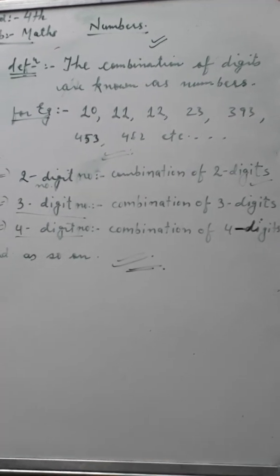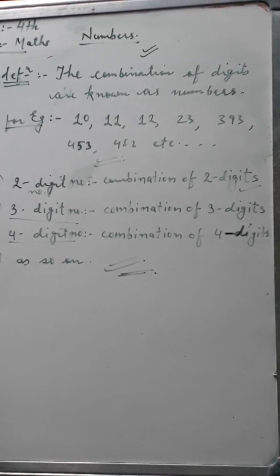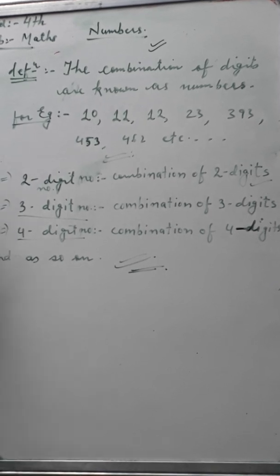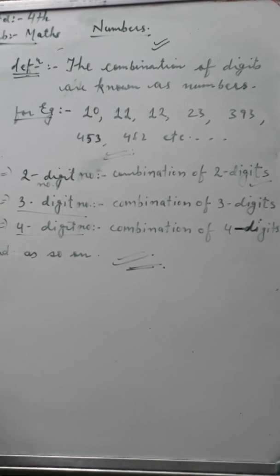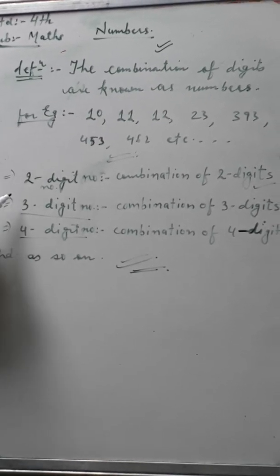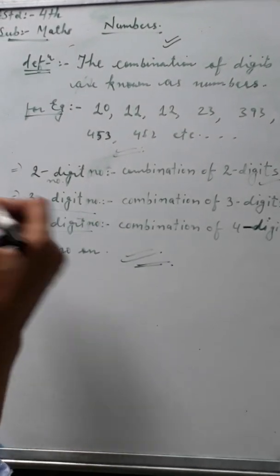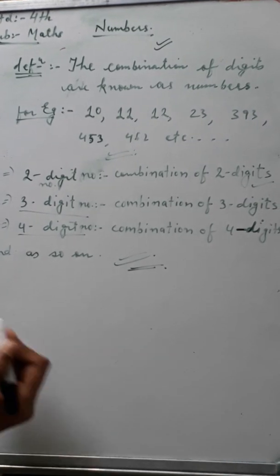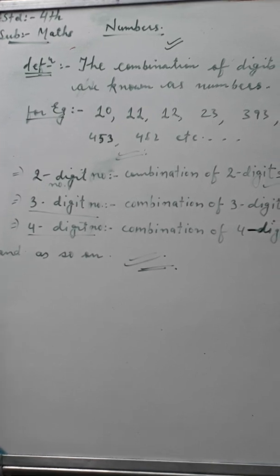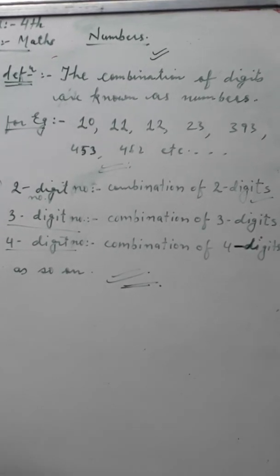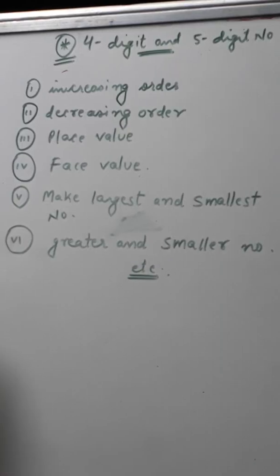So class, my students, I think you have written all the topics from the board. Now, you have to write everything: the definition, the example, the kinds of numbers, that is the digit, the 2-digit number, the 3-digit number, the 4-digit number and so on. Do not skip any topic. Before moving to the other topic, you have to write down all the things from the board first.